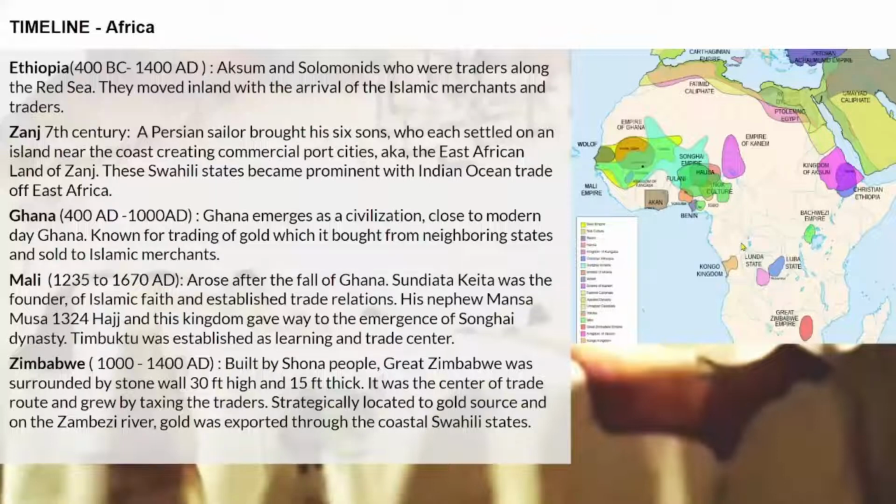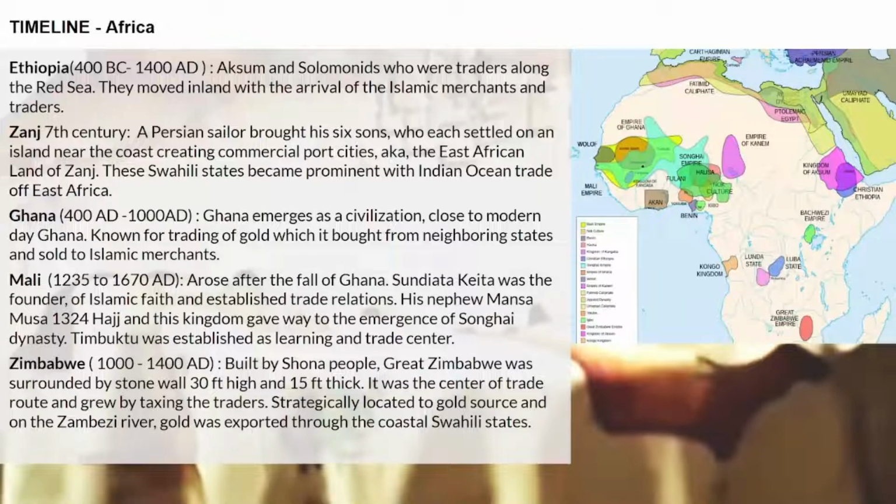Timeline. So Ethiopia was one of the first civilizations. It started in 400 BC to 1400 AD, and it was made of Askamites and Solomons who were traders along the Red Sea. They moved inland due to the spread of Islamic merchants from Asia, and they eventually let in and were let inside, and it created a state, a colony together in Africa.